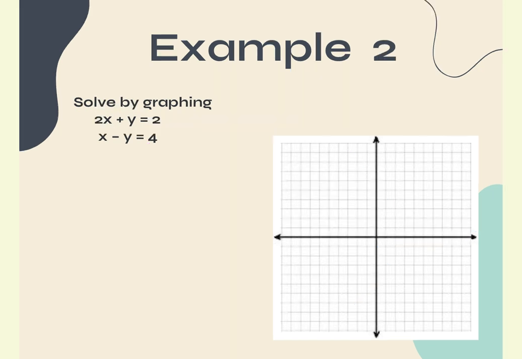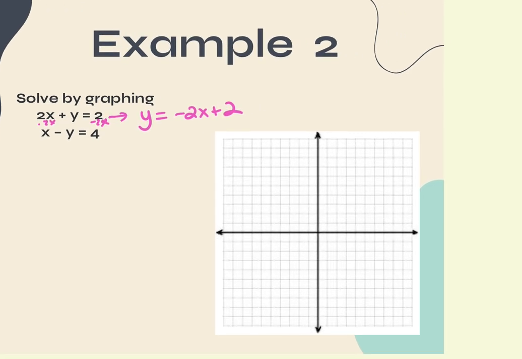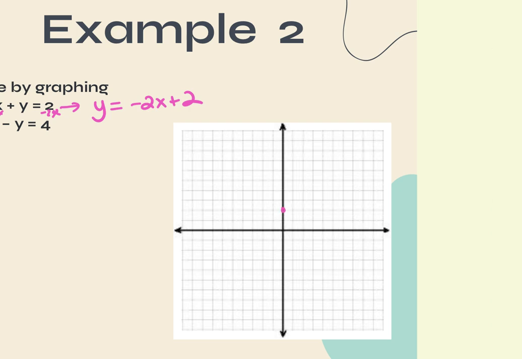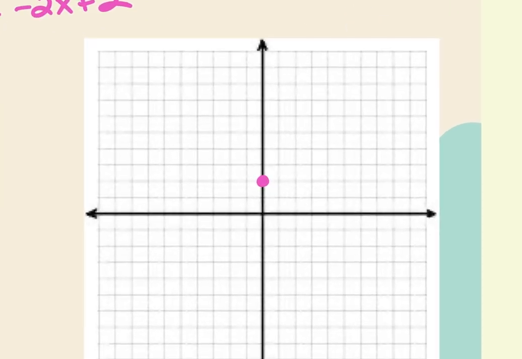All right, example 2, same thing. So solve each for y. I'm going to take the top one, subtract the 2x. So I get y equals negative 2x plus 2. My y-intercept is what? 2. And your slope? Good. So down 2 and to the right 1. Or up 2 and to the left 1.